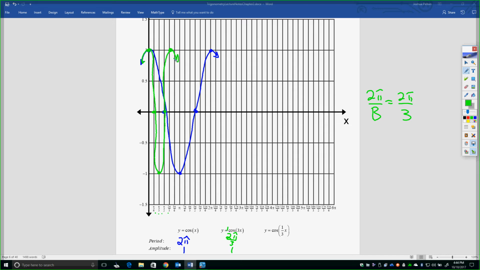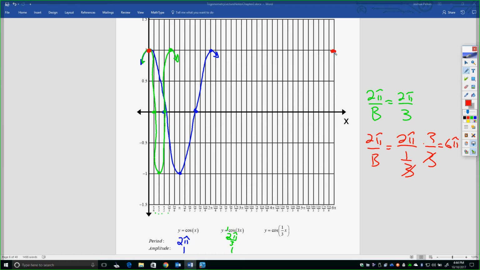Alright, next one, cosine. Let's go a different color actually. So erase that. We'll go to a red. 2 pi over b. So it's 2 pi over 1/3 this time, because it's cosine 1/3 x. So we'll multiply by 3 over 3, cancel, cancel. So this one goes 6 pi, because it's a third slow. So it starts at 1 and ends at 1.